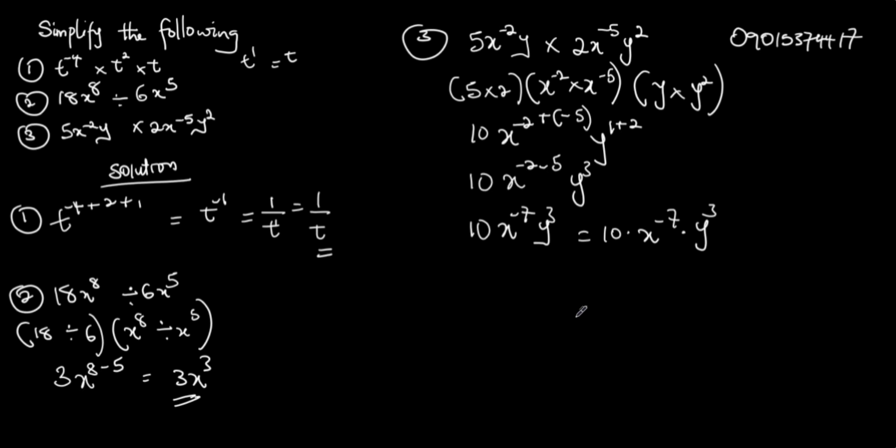Now, if you look at this, we can apply the negative index law. That gives us 10 multiplied by, this negative becomes the reciprocal of the base and the positive index, then we have y raised to the power 3. So this will give us 10 times 1 is 10, times y raised to the power 3, which is 10y raised to the power 3 over x raised to the power 7, and this will be our result.